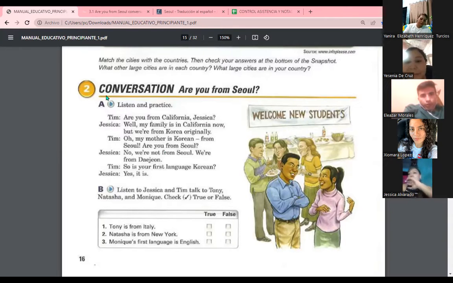Okay. Yanira, are you from California? Don't worry. Well, my family is in California now, but we're from Korea originally. Oh, my mother is Korean from Seoul. Are you from Seoul? No, we're not from Seoul. We're from Daejeon. So is your first language Korean? Yes, it is. Okay, thank you.